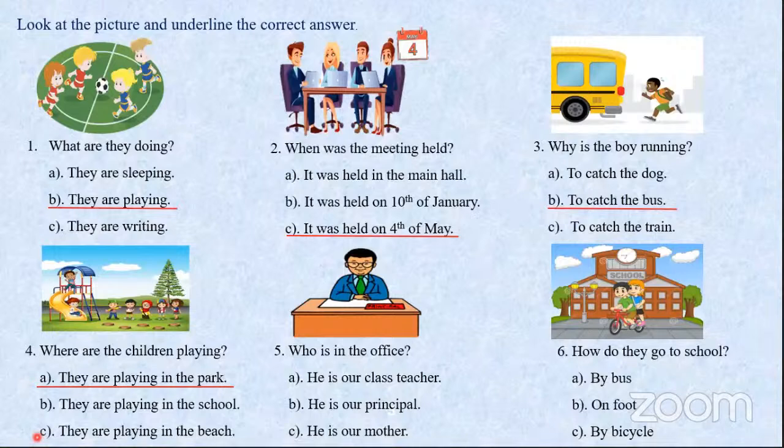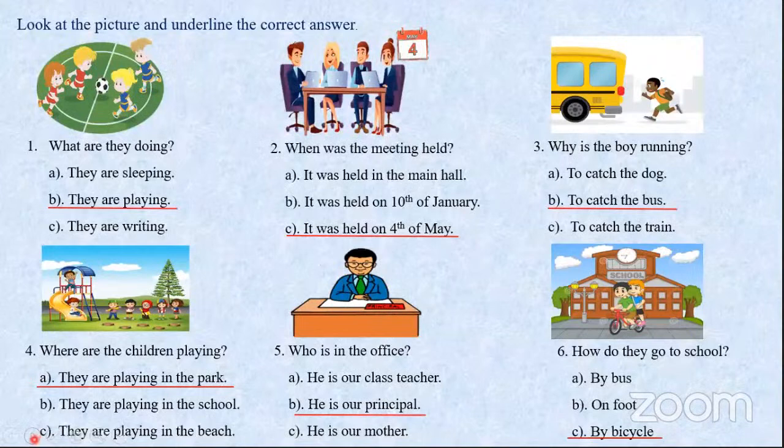Next one, who is in the office? We can see a person sitting at a table, and we can see the board principal. So who is in the office? He is our class teacher, he is our principal, he is our mother. The answer for the fifth question is the second one, he is our principal.